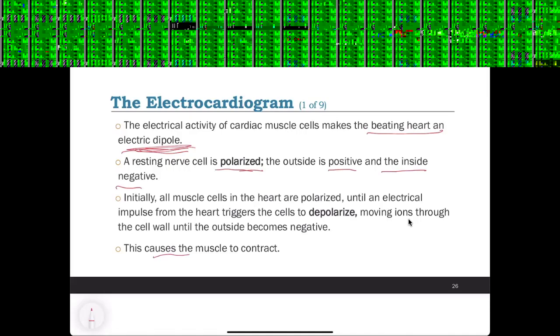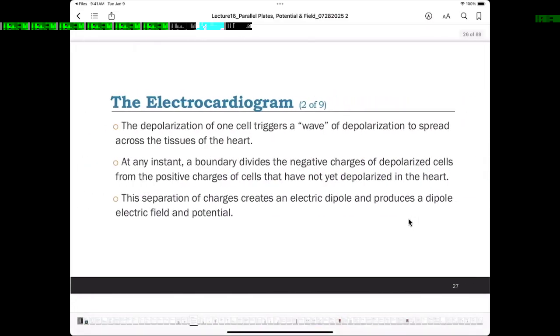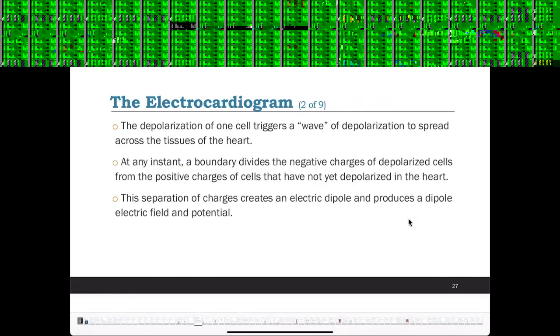This causes the muscle to contract. This is why our heart beats like that. The depolarization of one cell triggers a wave of depolarization to spread across the tissue of the heart. At any instant, a boundary divides the negative charges of depolarized cells from the positive charges of cells that have not yet depolarized in the heart.